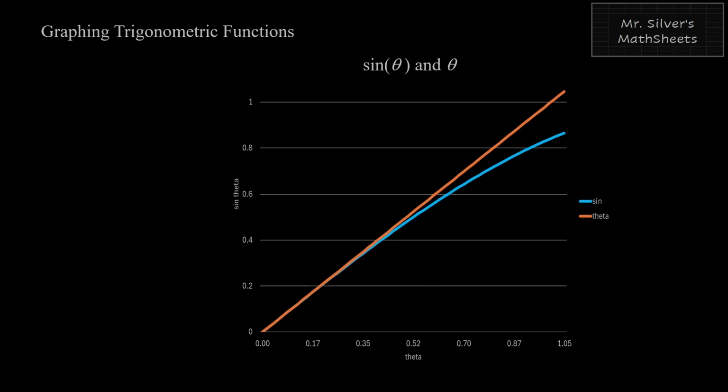So the question is, what can we say? There are a lot of things we could say. One thing that's obvious is that sine theta is less than theta. That's actually not a big thing to say. The other thing is a pretty good approximation between sine theta and theta.